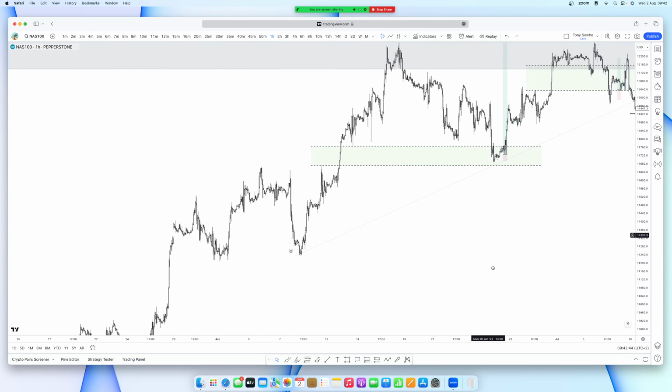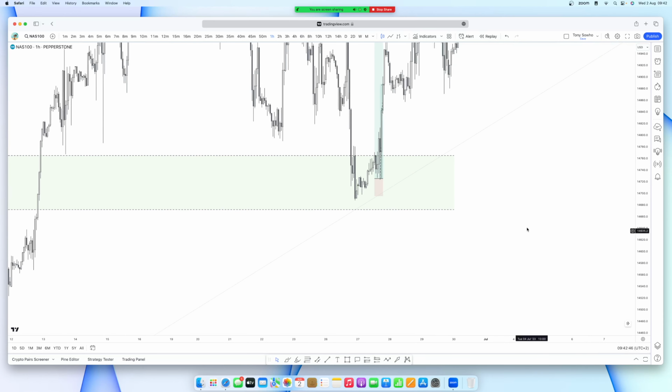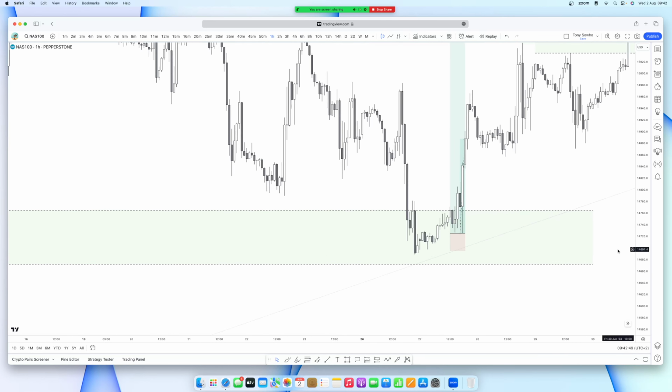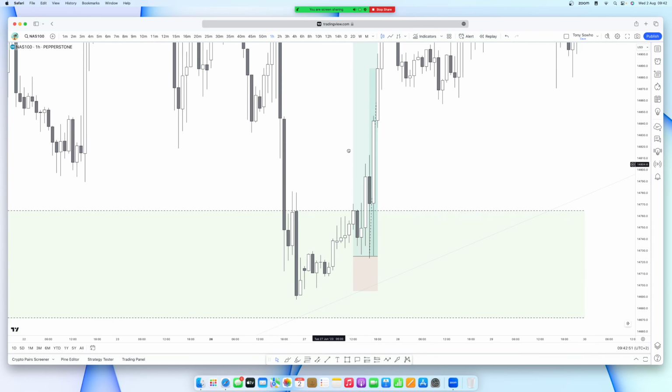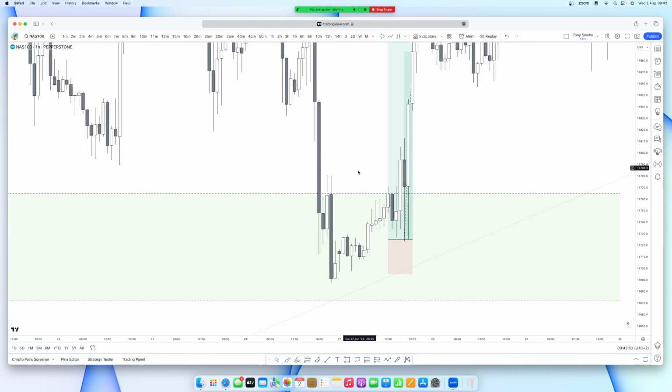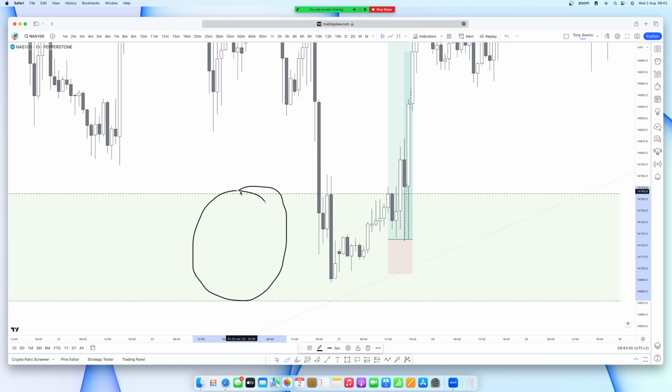Okay, that was where my entry was. So on the 1 hour time frame, look at this. Amazing, amazing entry. Now I was waiting for what, a break of structure. Price came into my point of interest, this area here, from the daily area I'm expecting price to reject from.